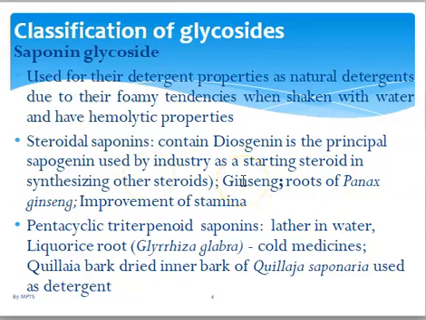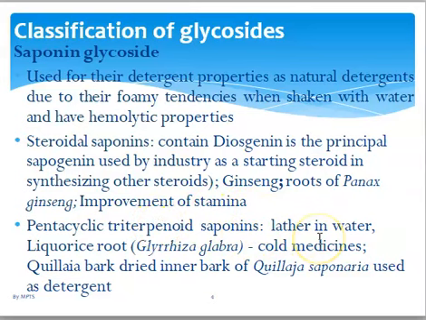They are also found in the plant called ginseng, the roots of Panax ginseng. Here they play a role in improvement of stamina. I'm sure you know them. So when I ask you for a plant which contains a steroidal saponin glycoside, you can talk about Panax ginseng. Okay. Now we also have another class called pentacyclic triterpenoid saponins.